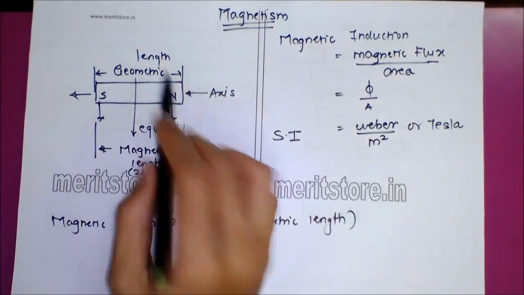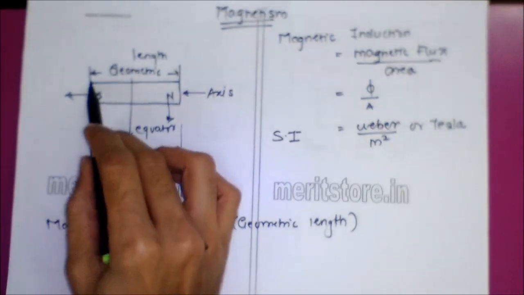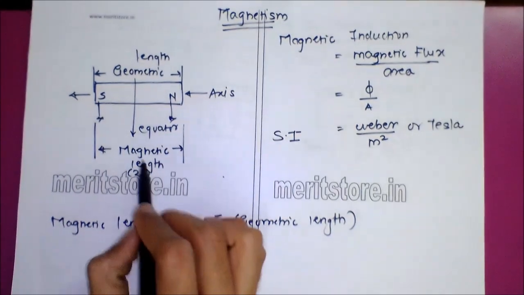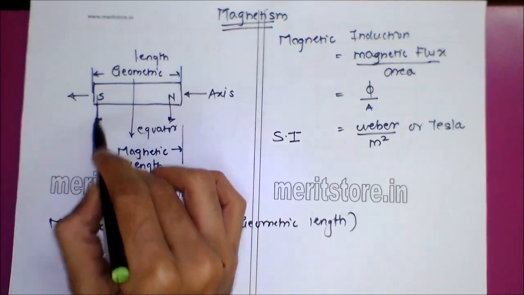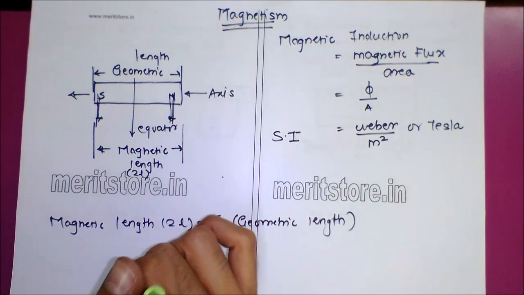Also we have geometric length and magnetic length. Geometric length is nothing but the length of the entire magnet, and the magnetic length is the length between the two poles of the magnet, that is from the north pole to the south pole. That length will be the magnetic length.